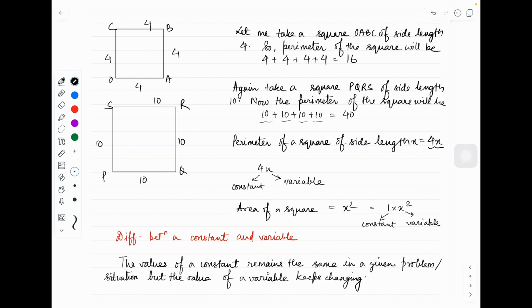Suppose my situation is to find the perimeter of a square. The equation is 4x, but the constant value 4 will always remain 4. It will never become 3x or 2x. The constant value will always be 4 only. But x will change, depending on the length of the side.